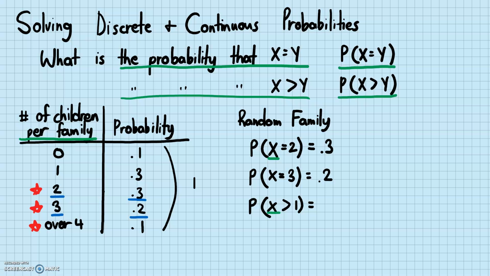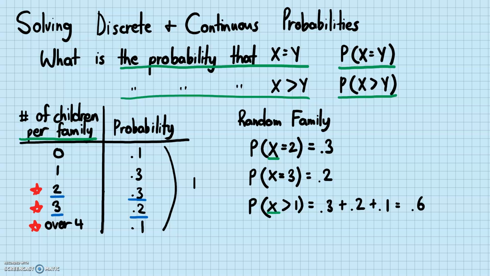So the probability that there are more than one child in a family would be these 3 probabilities added together. So we're just adding up all the probabilities that are over 1. And that would equal 0.6.